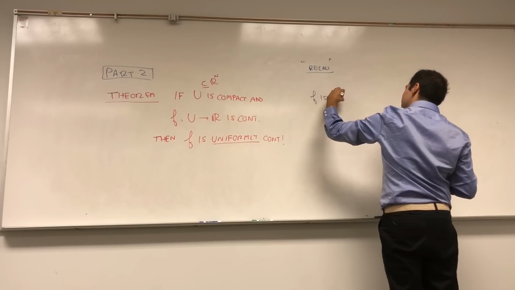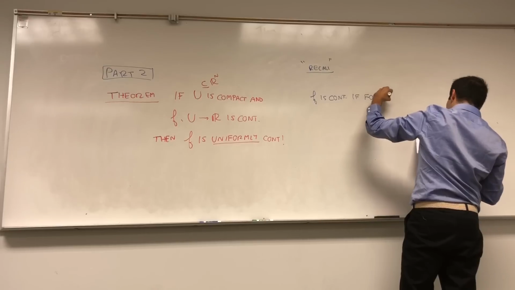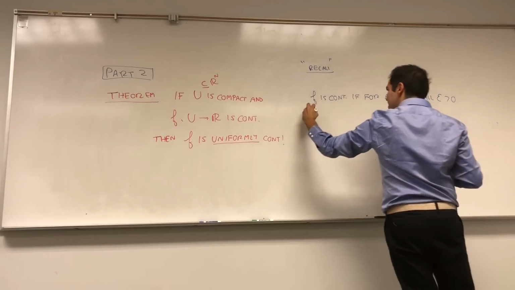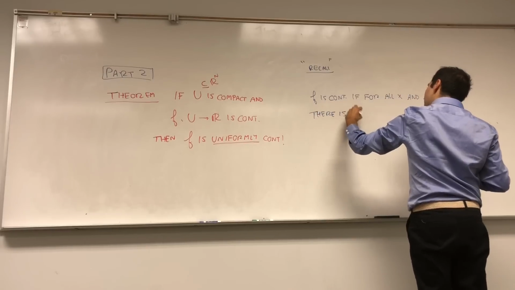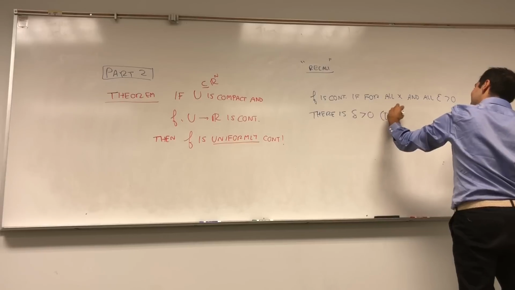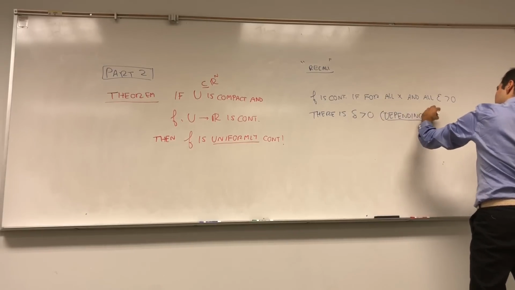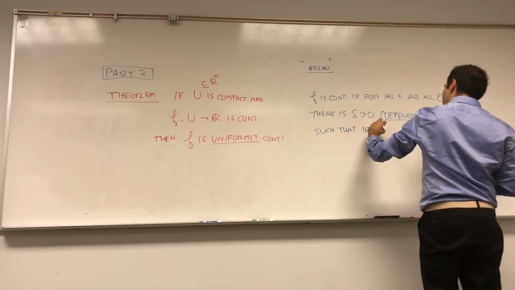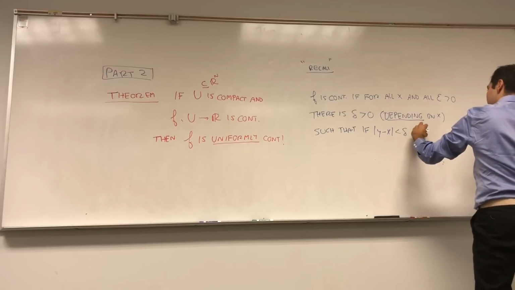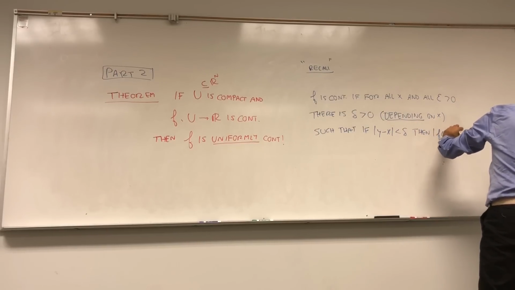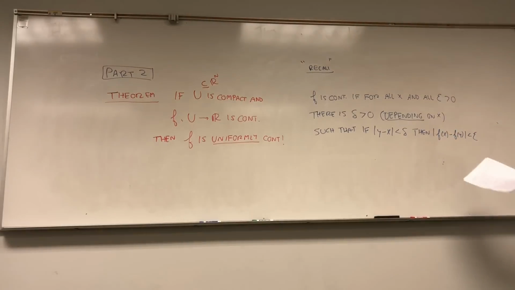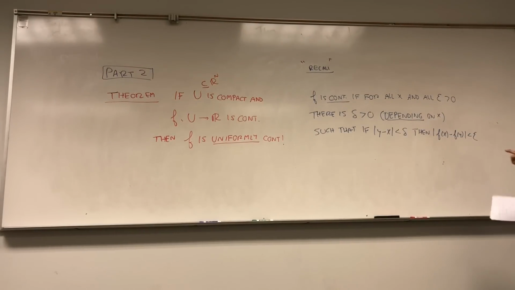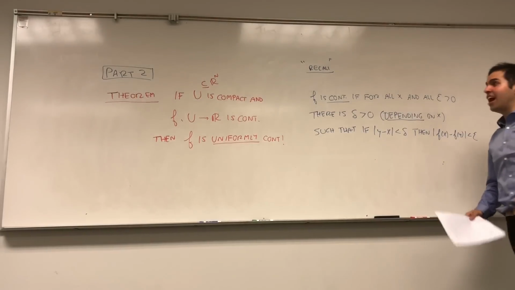So f is continuous if for all x and all epsilon greater than 0, there is delta greater than 0, depending on x and of course epsilon, such that if you have y minus x is less than delta, then f of x minus f of y is less than epsilon. So, for continuity, the delta could depend on x. Uniform continuity just means the delta does not depend on x.